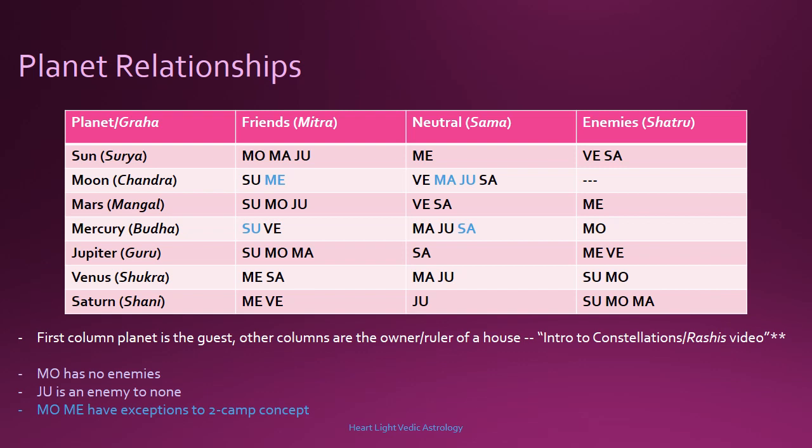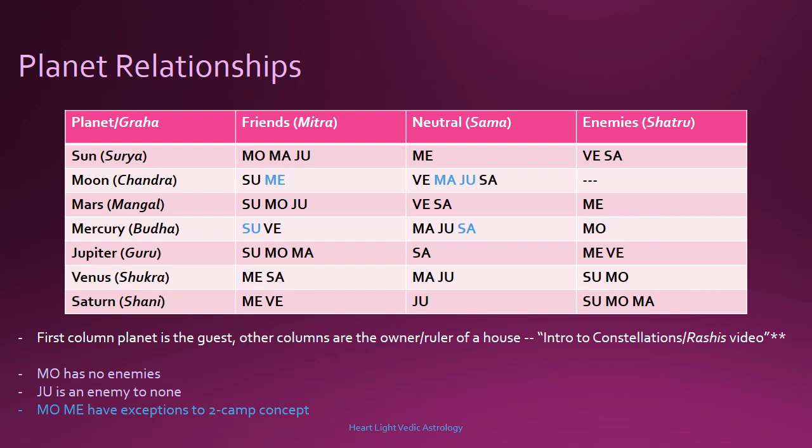Then the rest of them follow suit. So you can see Jupiter, the friends of it are Sun, Moon, Mars. So again, the four of them are in the same camp. And the neutral and enemies are Saturn, Mercury, Venus. Then for Venus, the friends are Mercury and Saturn, which follows the camp theory. And then the neutral and enemy signs for Venus are Mars, Jupiter, Sun, Moon.